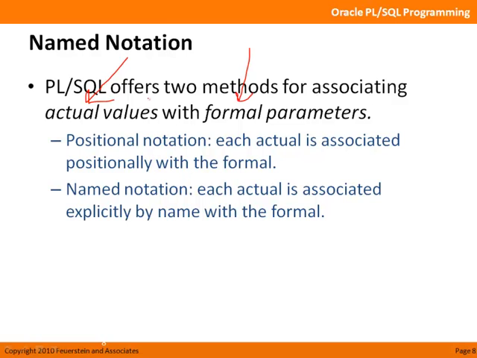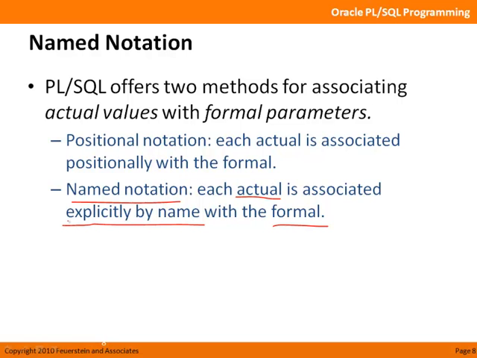And there are two ways in PLSQL to associate the actual with the formal. One is positional notation, in which the actual is associated with the formal positionally. The first value in the list goes with the first parameter. The second actual value goes with the second formal parameter, and so on. It's the most common way that people call PLSQL subprograms. Then there's name notation, in which each actual is associated with the formal explicitly by name.